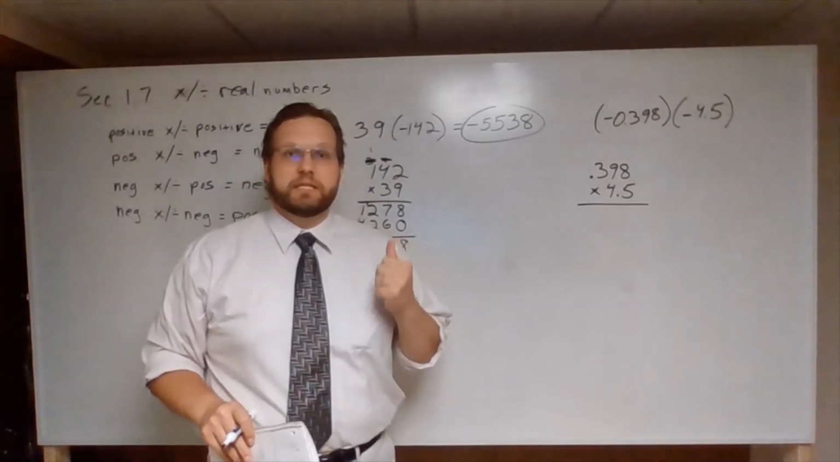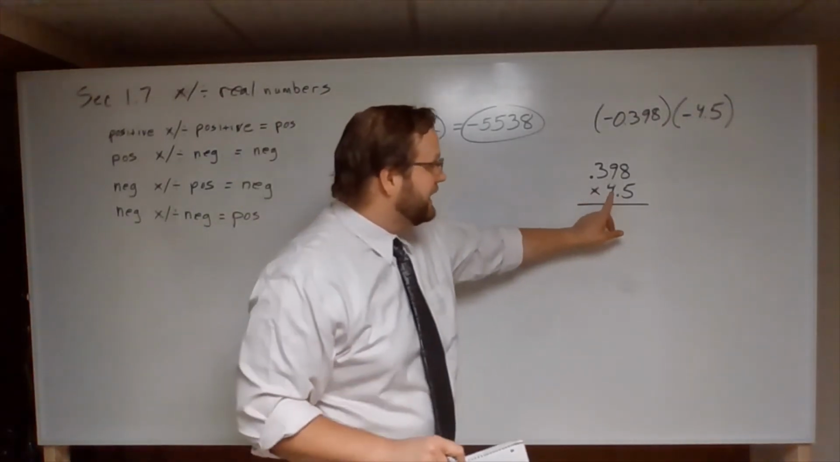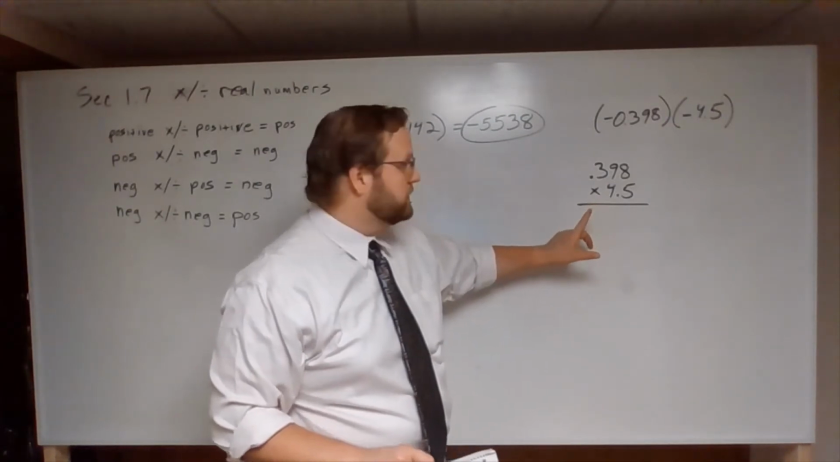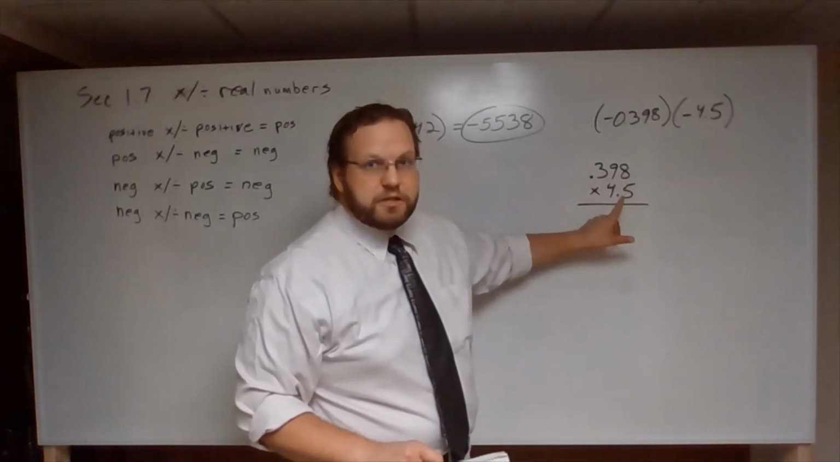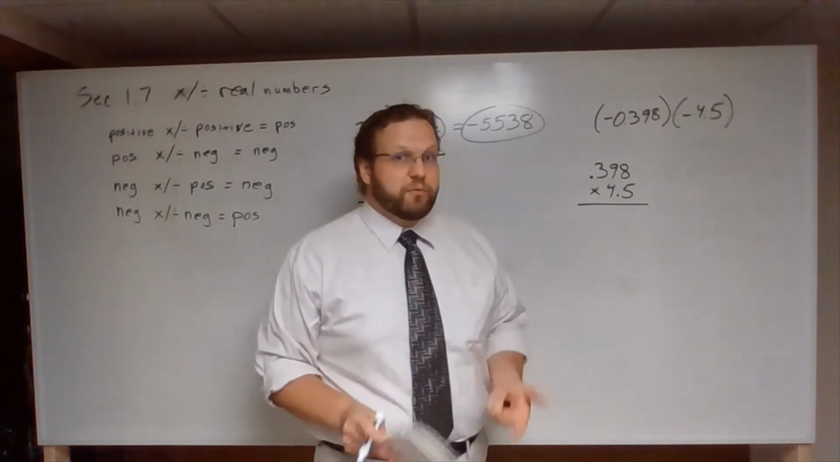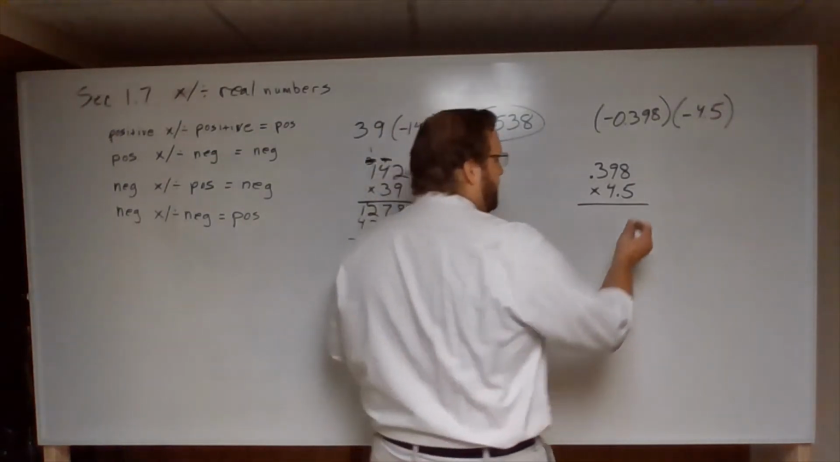Here we line up the digits. We line up the numbers, okay? Now, notice I'm not lining up the values of those digits. I'm just lining up the numbers themselves. When we do the multiplication, those decimals get completely ignored. It's as if I was multiplying 398 times 45. Okay, so let's go through that.